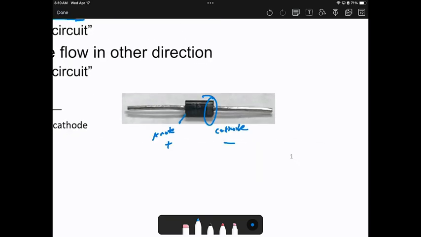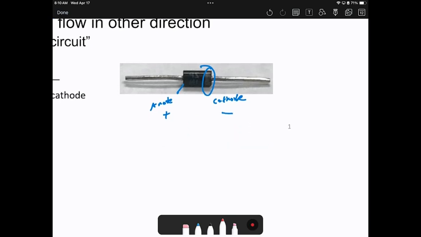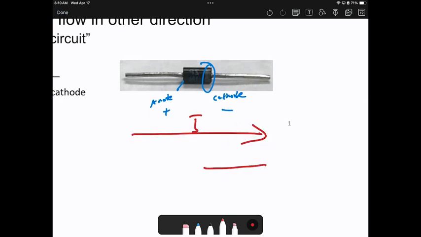So the diode allows the current to flow in this direction. However, if there is a current flowing in the opposite way, it will block it. Okay? It will block the current from the other direction. So it will allow the current to flow in one direction only.